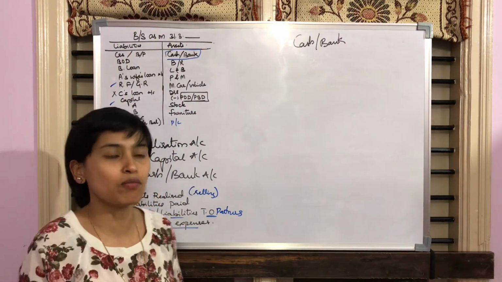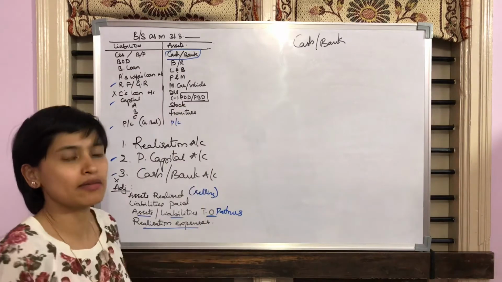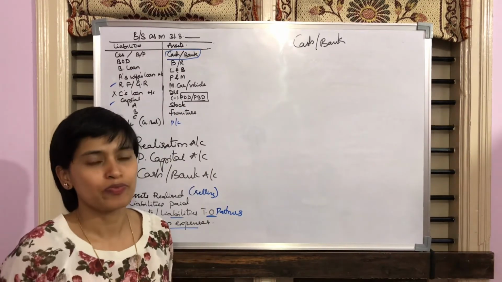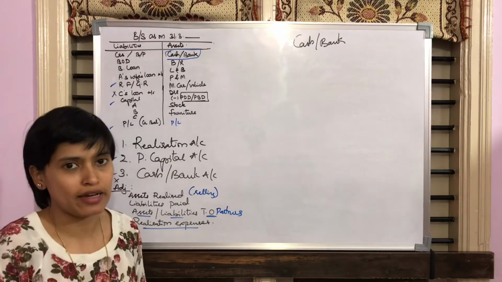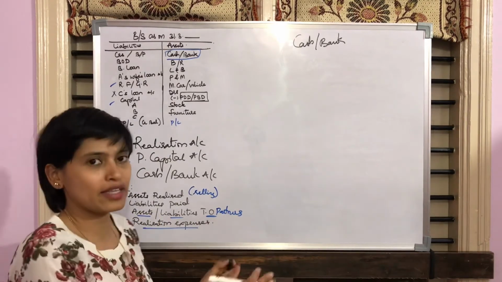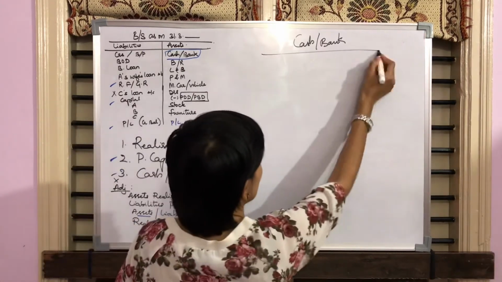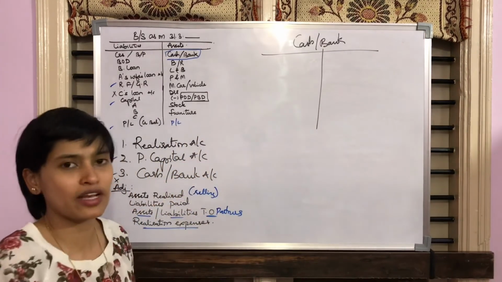If they have given both cash balance and bank balance, see which amount is more, that account you need to prepare. Okay, so now I will keep in mind that let us say there is only cash account or bank account which we need to prepare. This is the last and the final account.